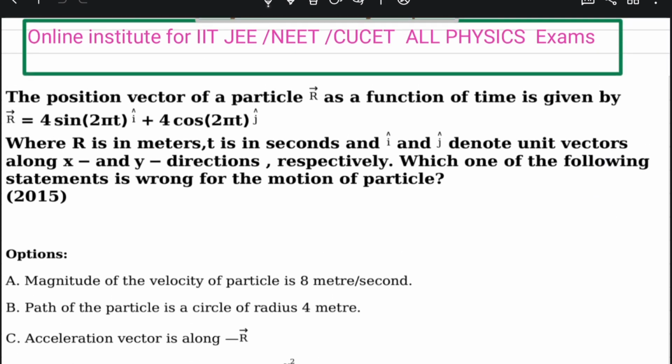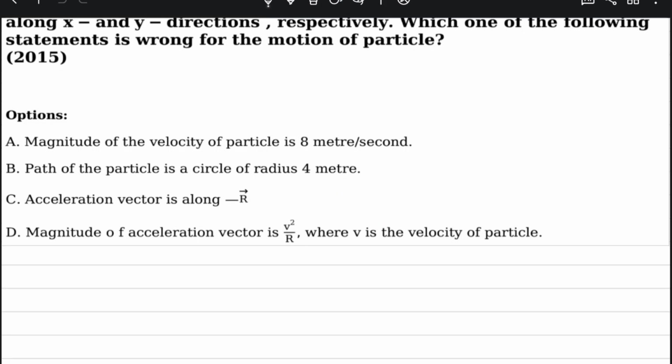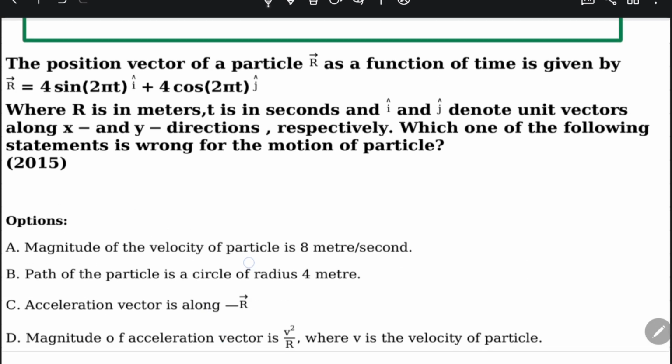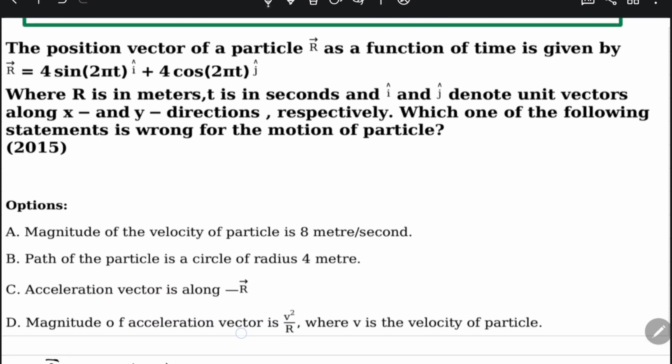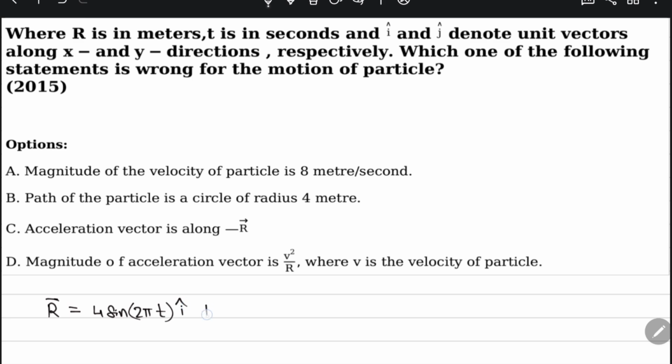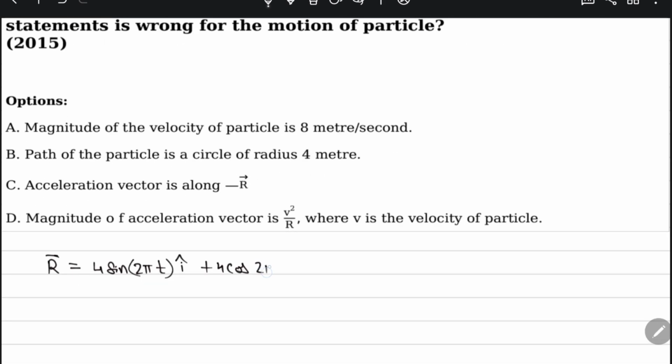So this is the question. The position vector of a particle as a function of time t is given by this, where r is in meter, t is in second, and i and j denote unit vectors along x and y direction. Which of the following statements is wrong for the motion of the particle? So this question checks all your knowledge of motion in a plane. r = 4 sine 2 pi t i cap plus 4 cos 2 pi t j cap.